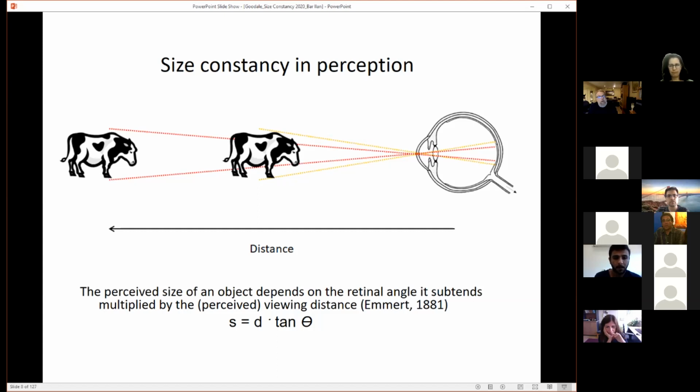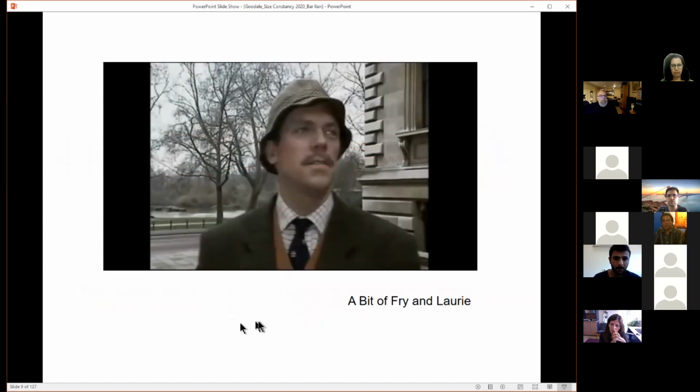And Emmert's law, of course, has been applied not only to afterimages, which is what he was talking about initially, but also to real objects. And I think all of this can be summed up by this character played by Hugh Laurie, who clearly has some problems with size constancy. So if you'll indulge me, I'll play this now, and I hope you can hear it.